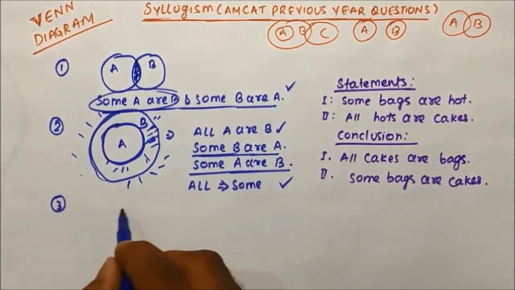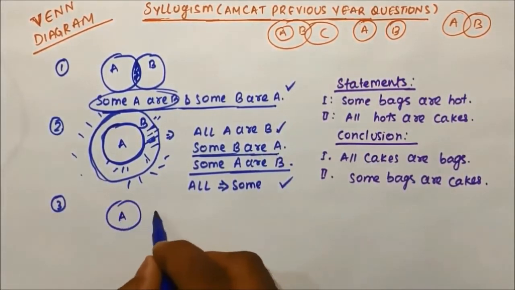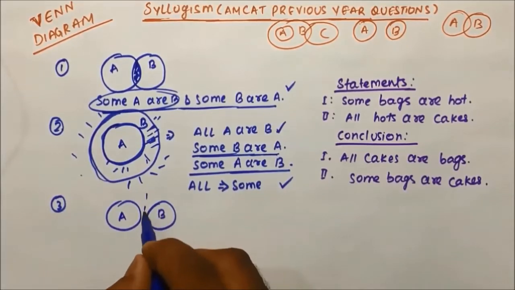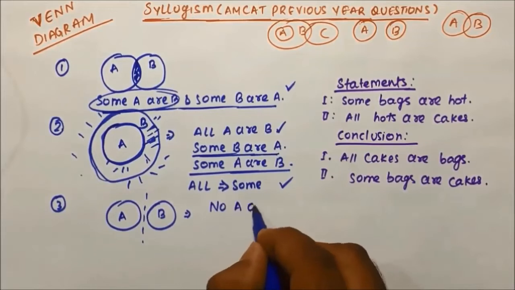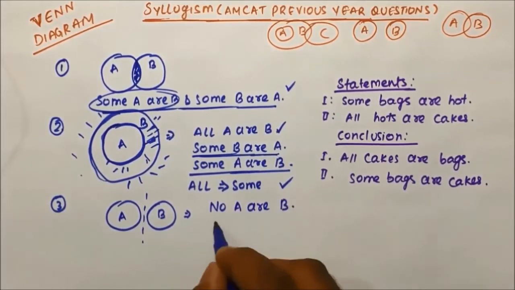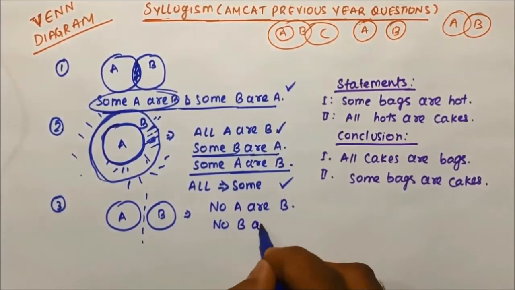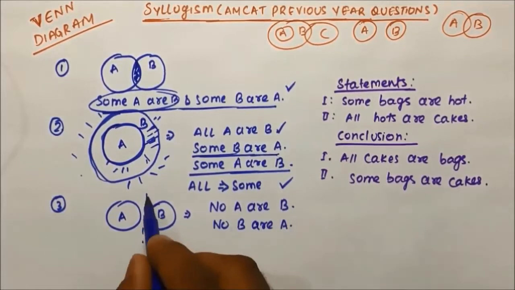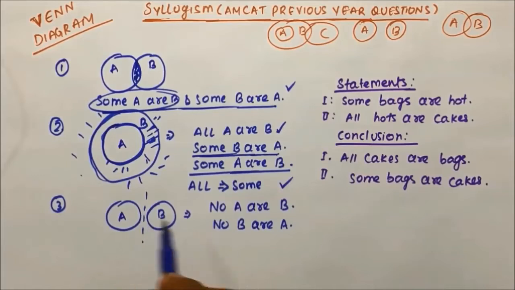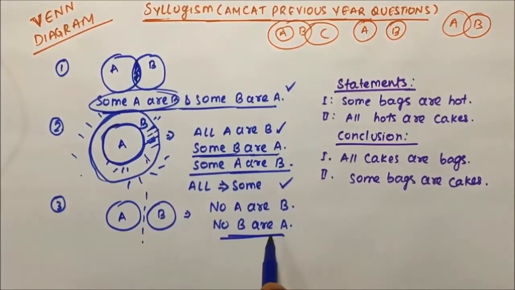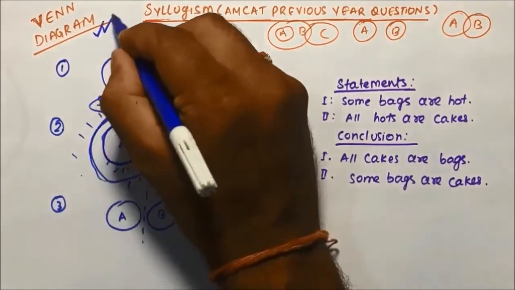Now let's see the third diagram. Suppose this is A and this is B. Now A and B have no relation, so you can say no A are B and you can also say no B are A. See, there is no relation from A to B, and in the same way there is no relation from B to A. So these are the three thumb rules for solving syllogism questions using Venn diagrams.